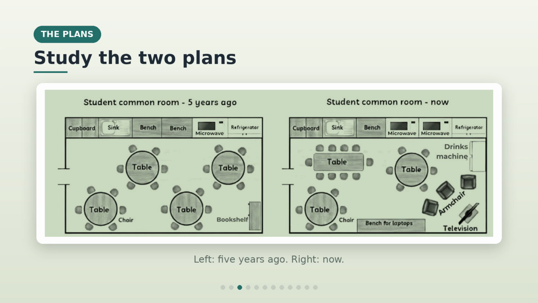Take a moment to study both plans. On the left is the room 5 years ago. On the right is the same room now. The kitchen counter runs along the top of each plan and the furniture fills the main floor below.